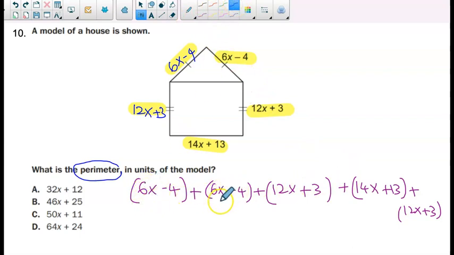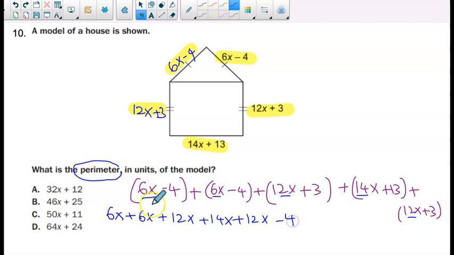And while removing the parentheses, because all of them are plus, I can directly put them all together. I am writing the like terms. 6x, 6x, 12x, 14x and 12x. 6x plus 6x plus 12x plus 14x plus 12x. Then minus 4. I'm starting from minus 4 and again minus 4, plus 3, this 3, 13 and 3, plus 13 plus 3. Now I'll add all the like terms, these x's all together. We will add and see what we get.